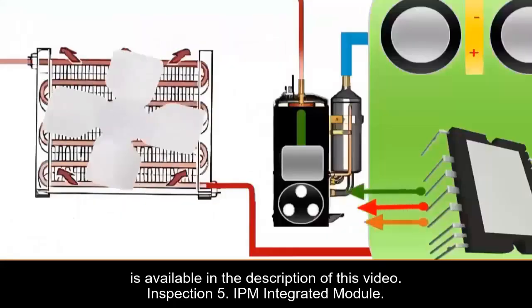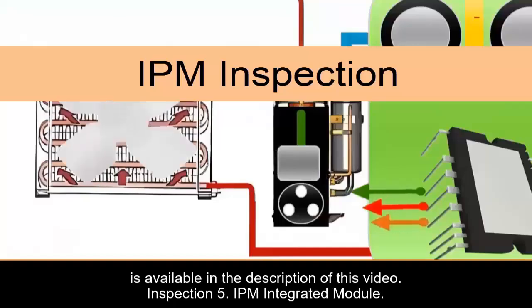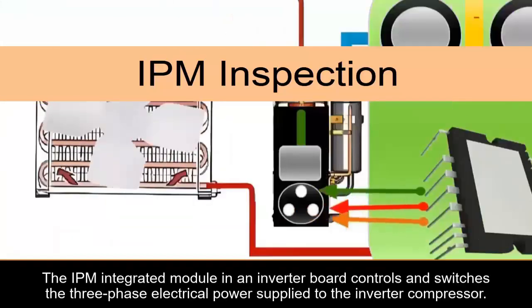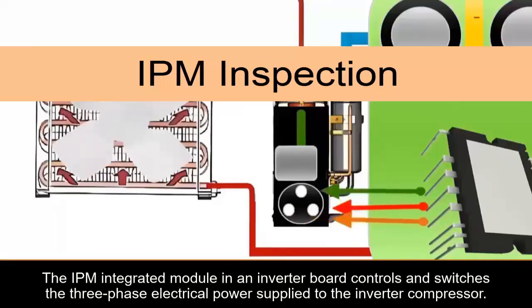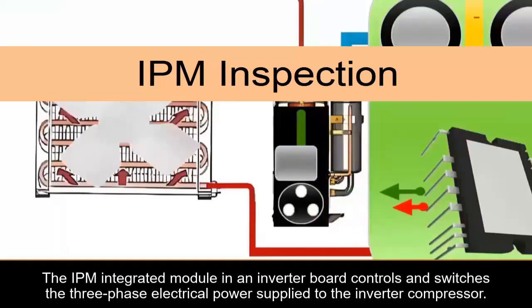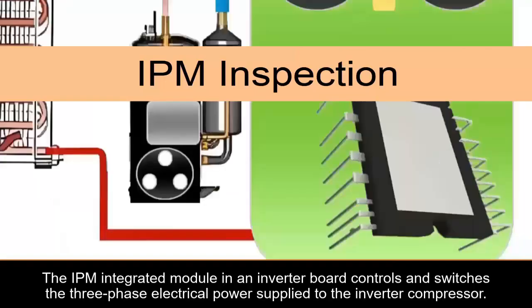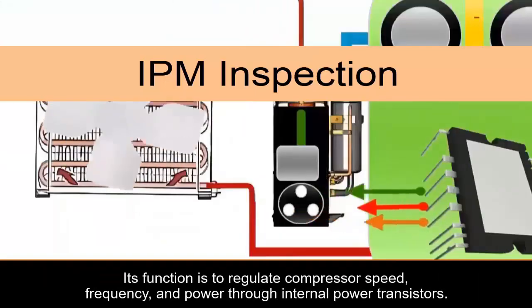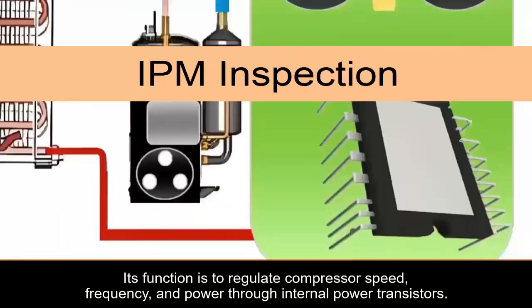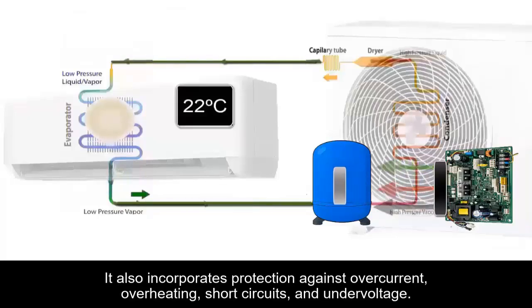Inspection 5. IPM Integrated Module. The IPM integrated module in an inverter board controls and switches the three-phase electrical power supplied to the inverter compressor. Its function is to regulate compressor speed, frequency, and power through internal power transistors. It also incorporates protection against overcurrent, overheating, short circuits, and undervoltage to protect both the electronic board and the compressor.